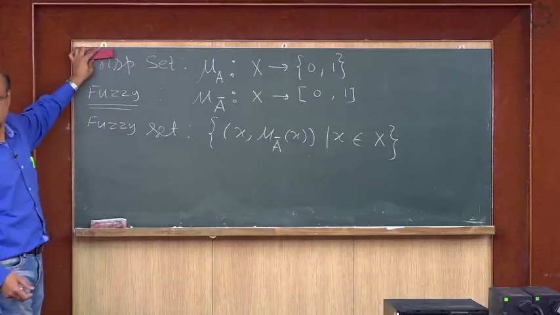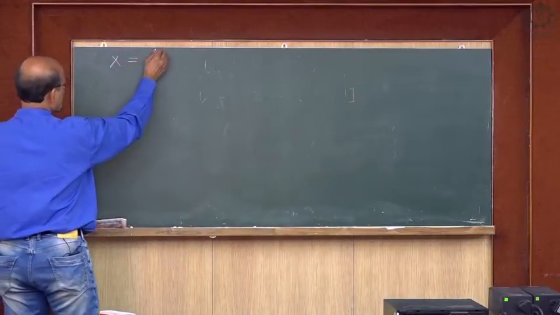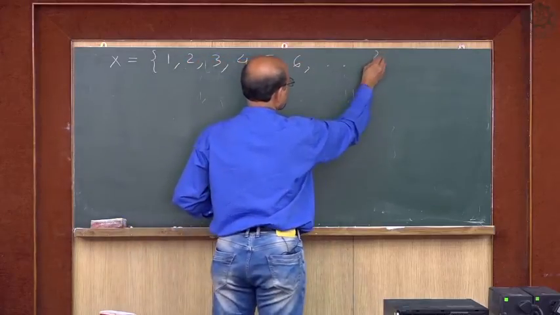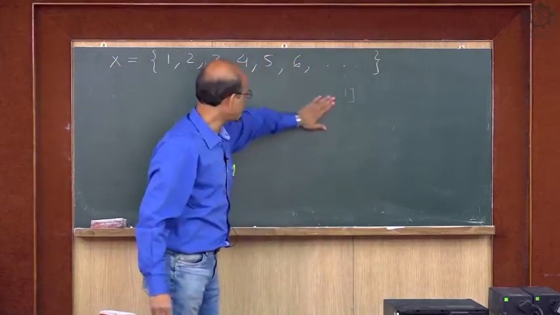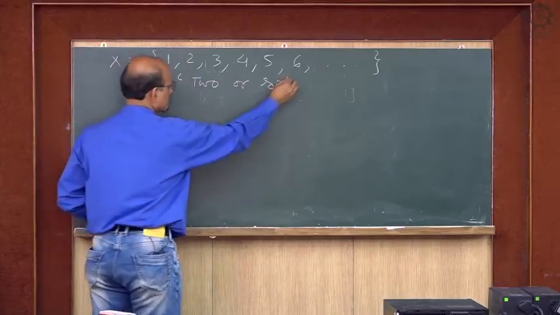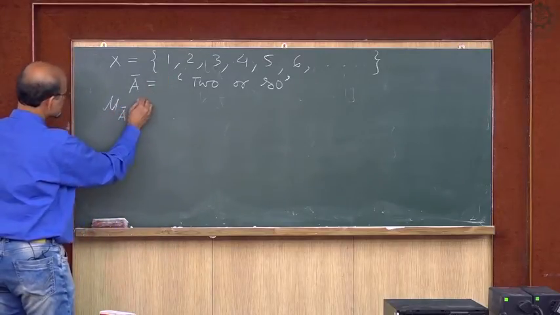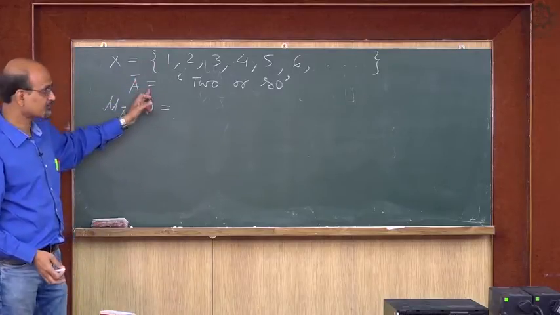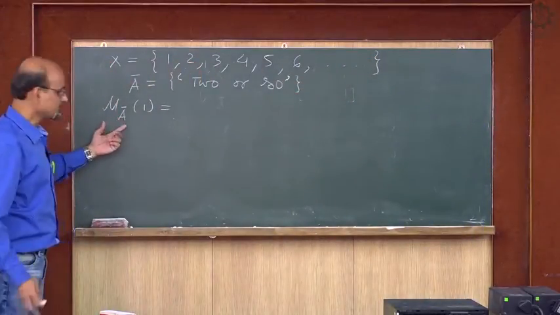So, I am erasing this. Suppose the universal set X I take as 1, 2, 3, 4, 5, 6, that means the set of positive natural numbers, 1, 2, 3, 4, 5, 6 and so on. Now, if I define a fuzzy set A bar as "2 or so", meaning number 2 or so, what can you tell me about membership function of 1? If your universal set is this, I am defining this fuzzy set as 2 or so, then it is your choice.